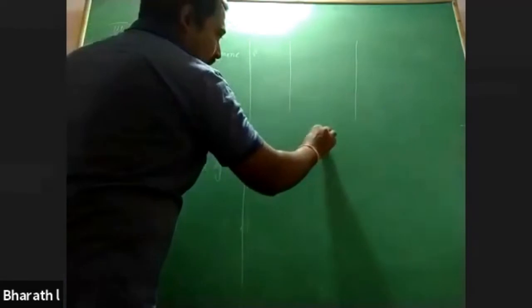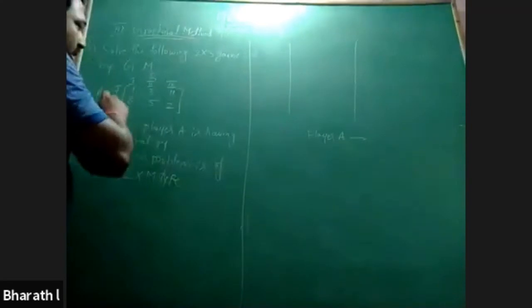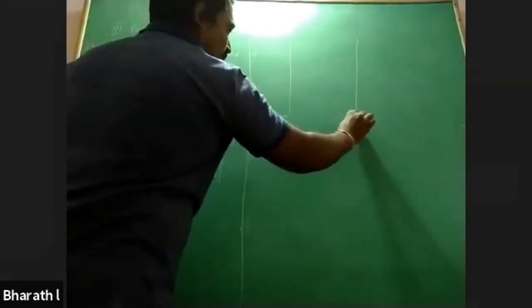Once you identify the type of problem, we will construct the graph according to the given data. Since player A has two strategies, just draw two vertical lines with appropriate distance. For player A, write strategy 1 and 2.